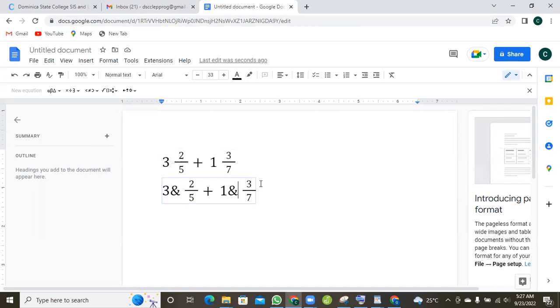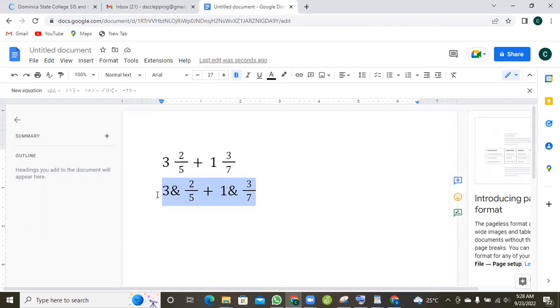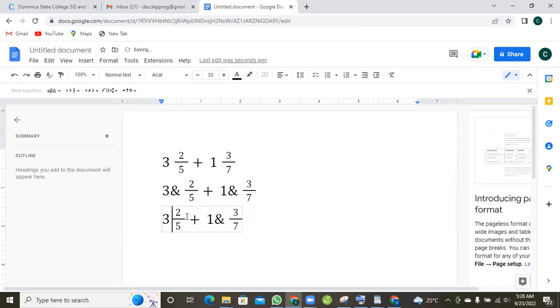So when you say 3 and 2/5, 1 and 3/7, you are basically saying 3 plus 2/5, 1 plus 3/7. So please be aware there's an invisible plus sign between the whole number and the proper fraction when you are dealing with mixed numbers, because you actually see it when you read it.